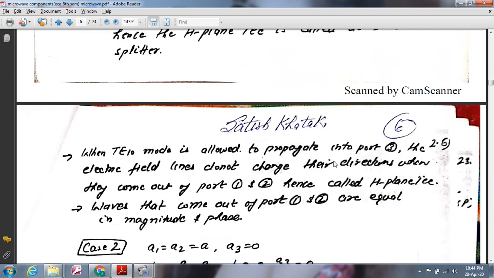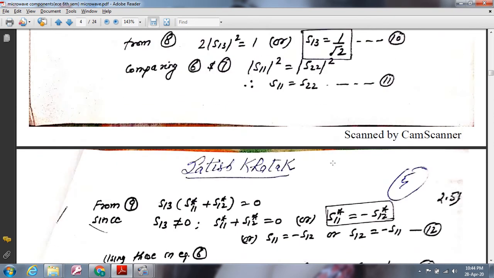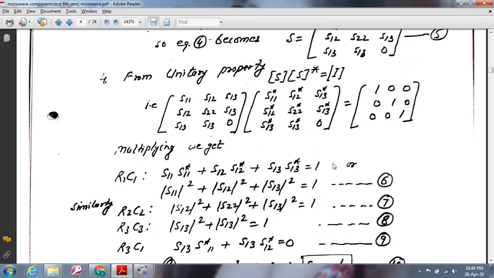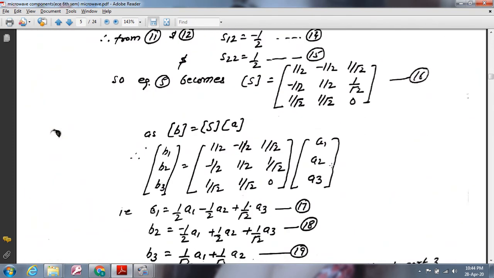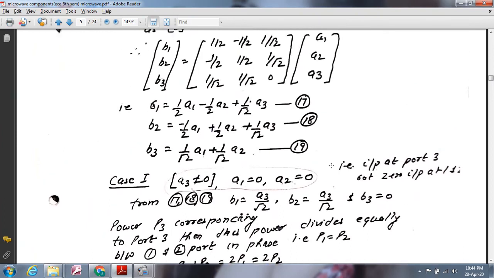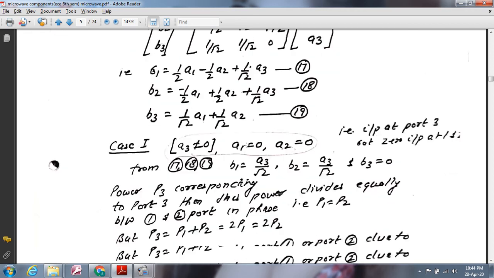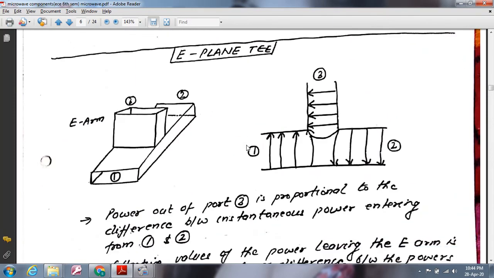So this is how we are studying the H plane T with the help of S parameters, and also we see the various input output relations with the help of this S matrix and S parameters. Now let us go to another T, that is the E-plane T.